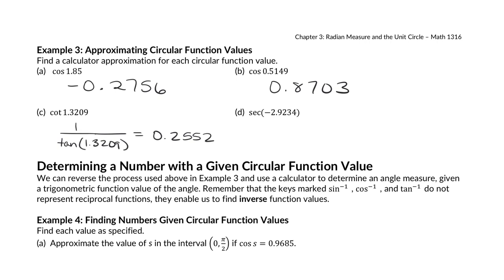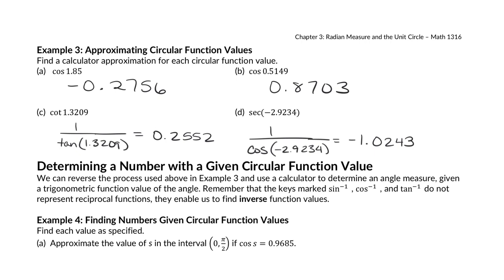And this is the reason I keep asking these questions. How do we type in secant? 1 over cosine, because secant and cosine are reciprocal functions. And when we compute that, 1 over the cosine of that angle in radians, what do you get? Negative 1.0243. Yes, correct.